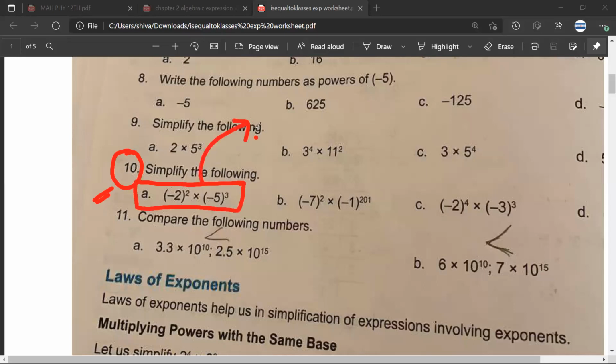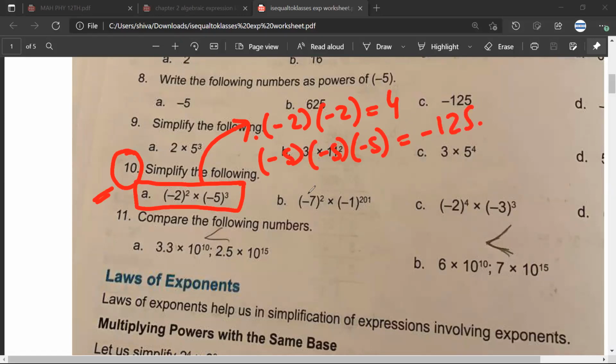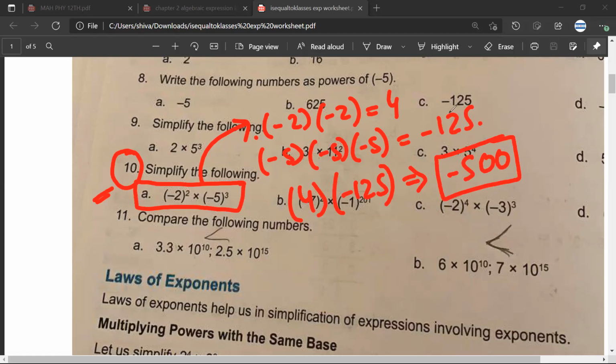So sir, first I found out the value. Minus 2 raised to power 2 is equal to 4. Then I found out the value of minus 5 raised to 3, which is equal to minus 125. So 4 into minus 125. Aryaman, is it correct? Yes, sir. Mr. Sarthak, is it correct? Yes, sir.